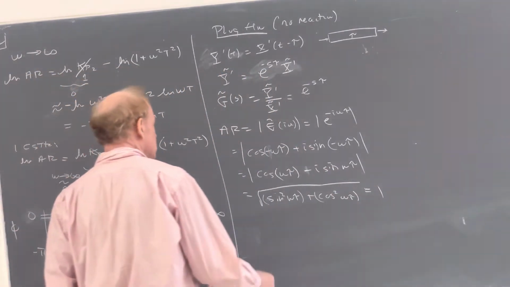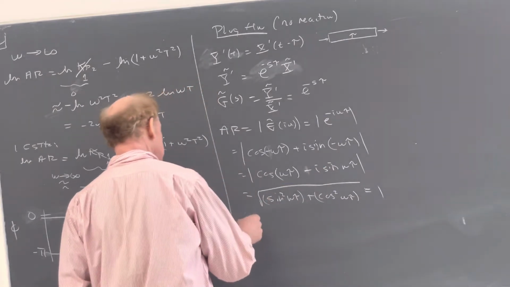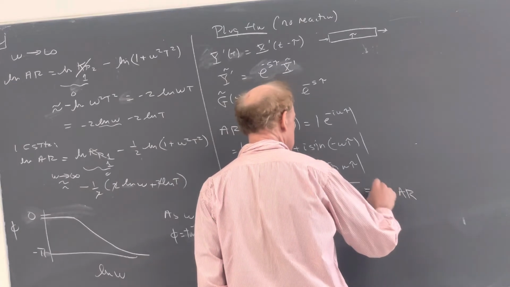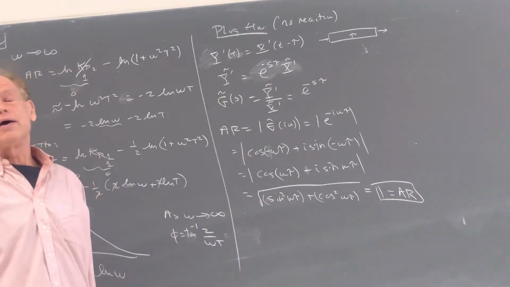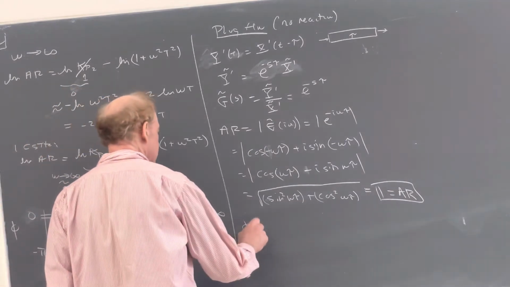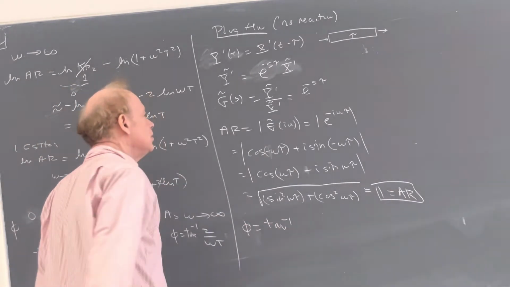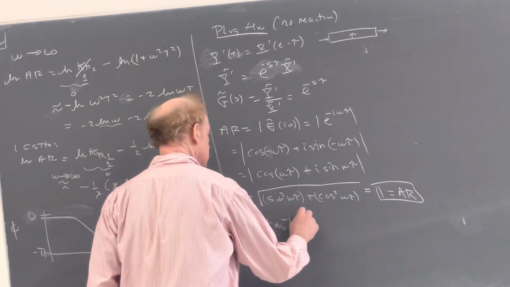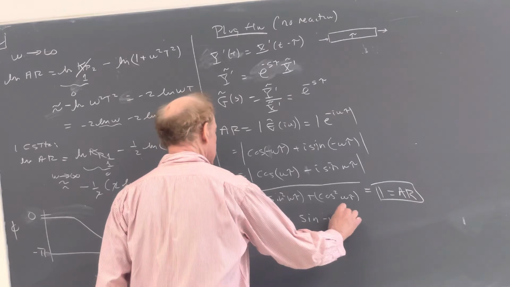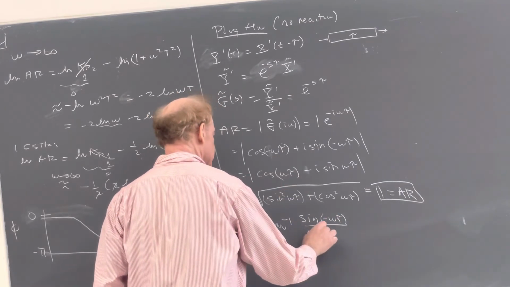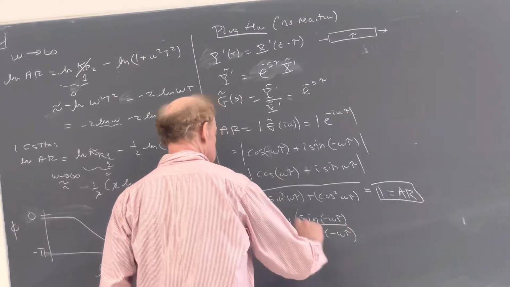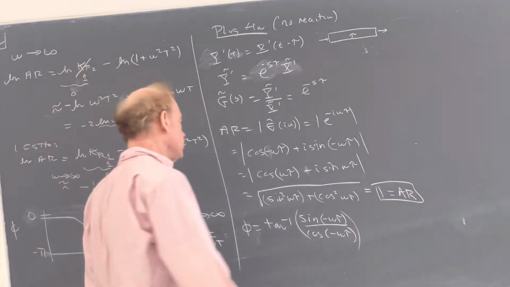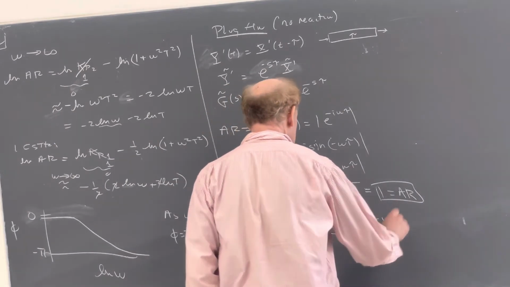The amplitude ratio is just 1. And how about the phase lag? Phi is the arctangent of the imaginary part of this over the real part. The imaginary part is sine of minus omega tau over the real part is cosine of minus omega tau. So it's the arctangent of the tangent of minus omega tau, which is just minus omega tau.